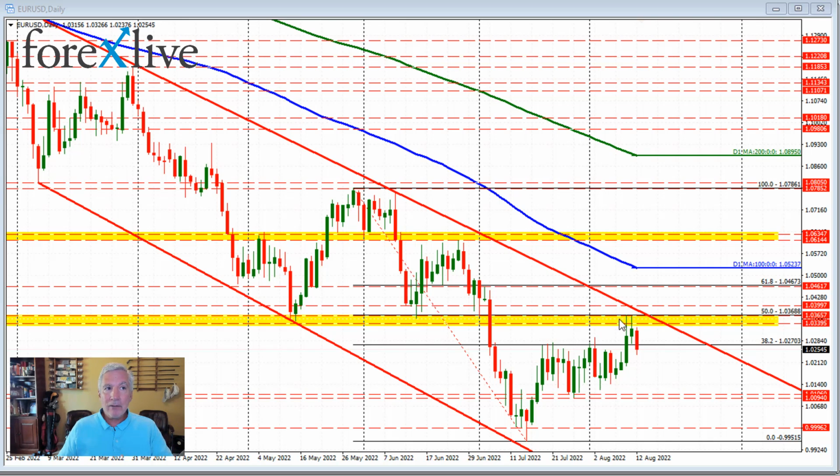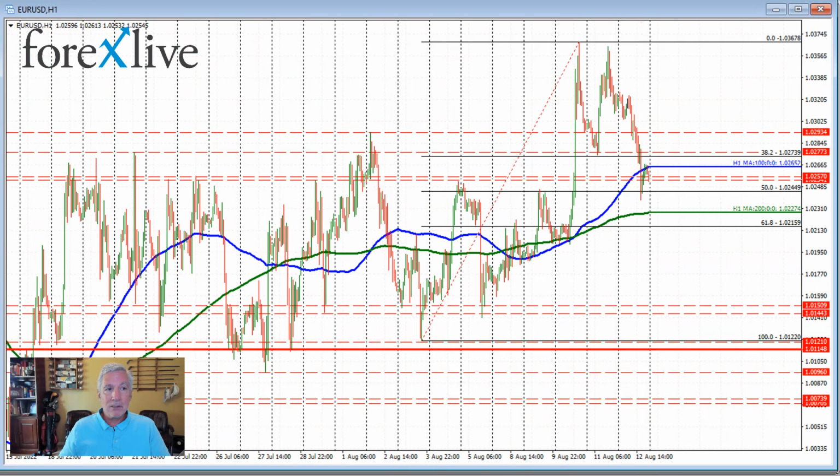I could also say that buyers through here turned to sellers. Why? Because they couldn't get above the 50% retracement level. It can be as simple as that. But from a technical perspective, that level held resistance. The price started to move back to the downside.